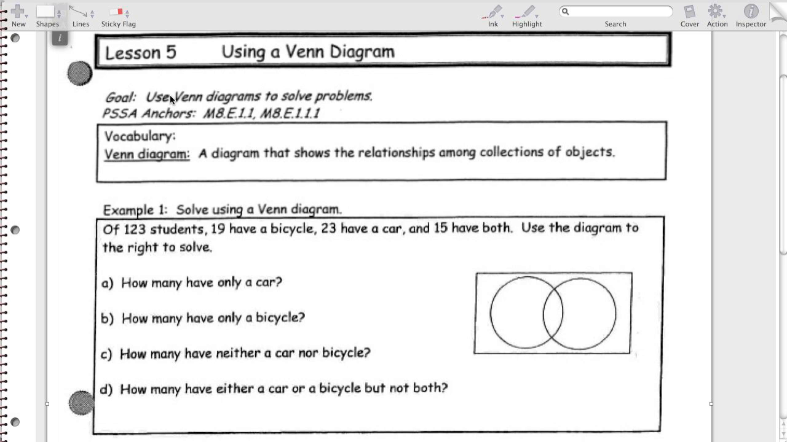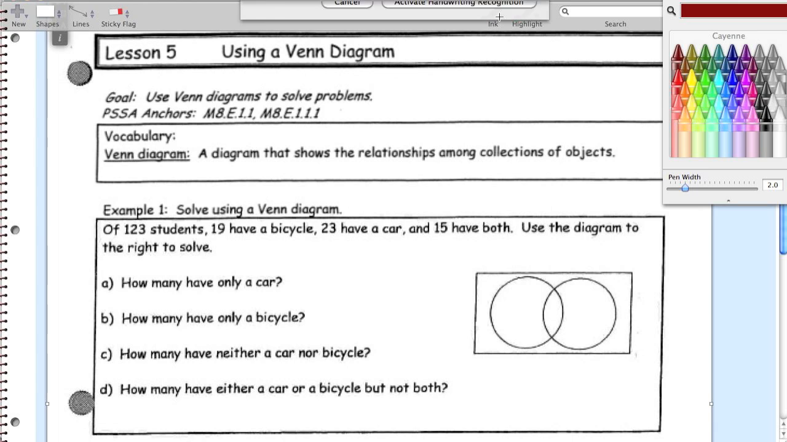So let's jump in. It says that in our definition here, a Venn diagram is a diagram that shows the relationships among collections of objects. Now you may have seen Venn diagrams in social studies, science, or English, where you write the pros, cons, different varieties of this. In math, it works just the same. So this whole rectangle represents the total that we're talking about. Each of these circles is going to represent a category. So this circle represents one category, this represents another, or collection, and then the overlap is what they both share in common.